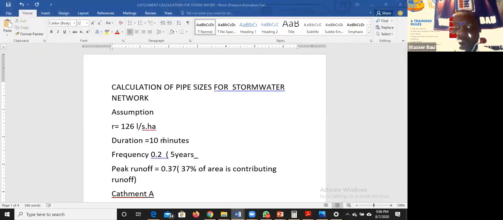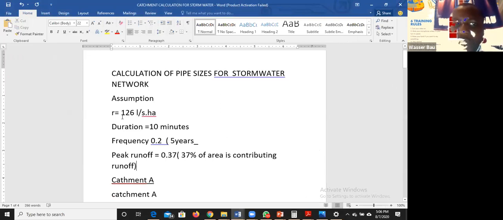In designing the stormwater now, what do you do? You make the assumption that we're looking at a rain of 126, let's say it's Abuja, 126 liters per hectare. We're looking at a rainfall duration of 10 minutes. It can also be 15 minutes. And we are looking at a 5 year return period. I've discussed this before. That's the equivalent of a frequency of 0.2 because it's 1 over the return period.